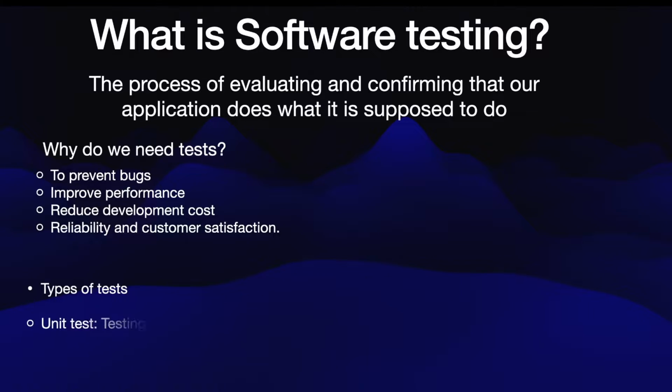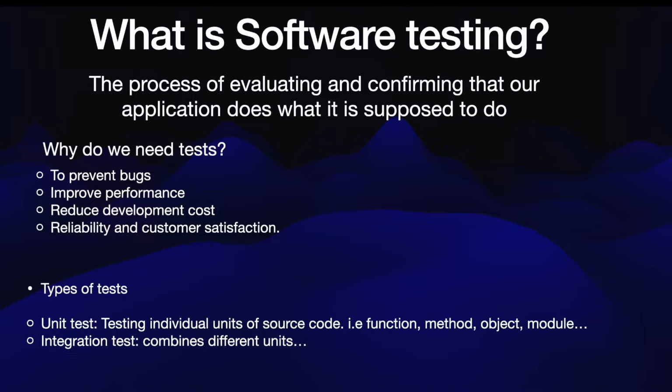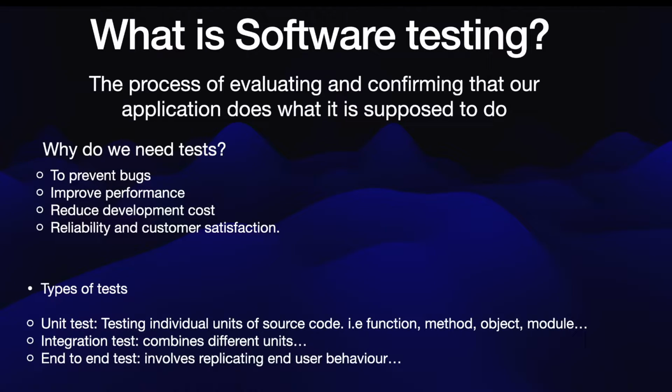What are the types of tests we have? We have what we call the unit test, which involves testing individual units of our code, for instance, functions, methods, and many more. Also, we have integration tests, which combine different units. We also have end-to-end tests, which involve replicating our end user behavior. But for this course, we are going to be focusing on unit testing using Jest.